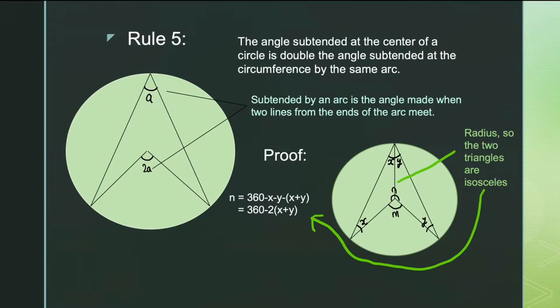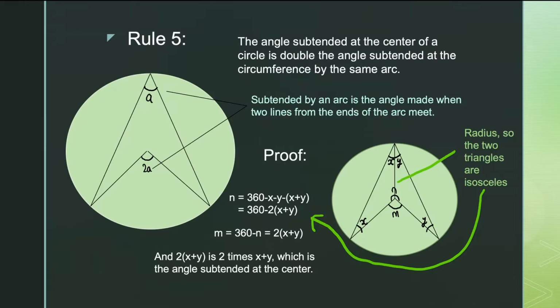So now as n and m meet at a point, they add to 360 degrees. So this means that m equals 360, take away n. And we know what n is, so if you write this out, it finally simplifies to 2(x plus y). And 2(x plus y) is 2 times x plus y. So in this way, we have proved rule 5.